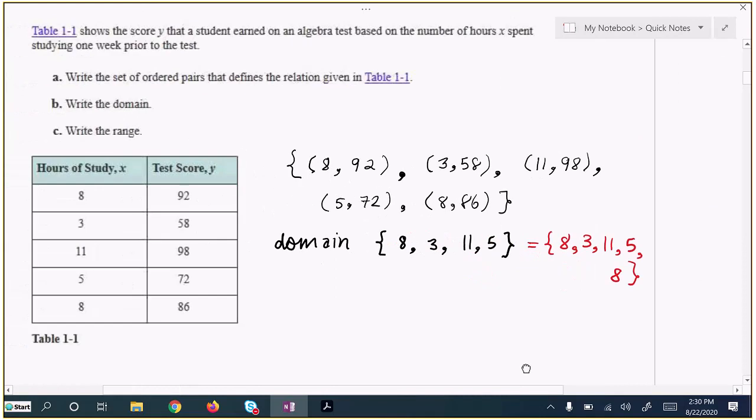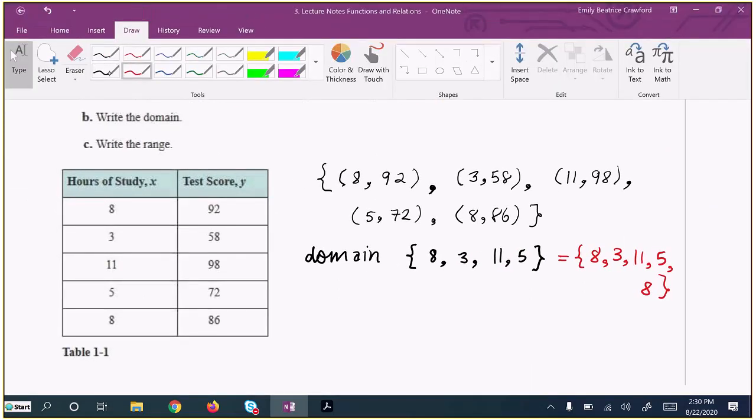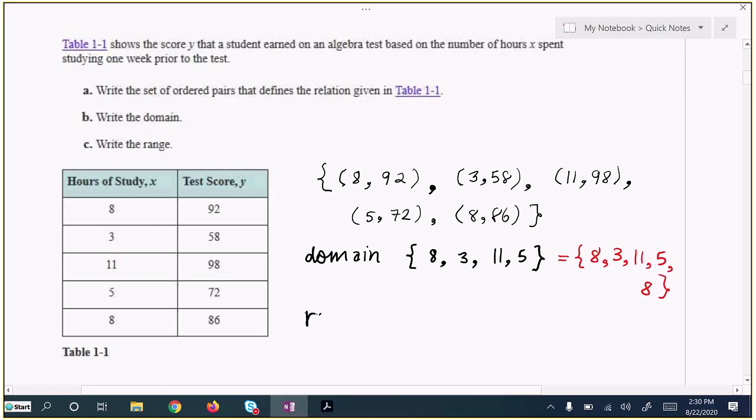What about the range? So the range, again, is the set of y values. So I'll start a set. I have 92, 58, 98, 72, and 86. So this will be my relation, my domain, and my range.